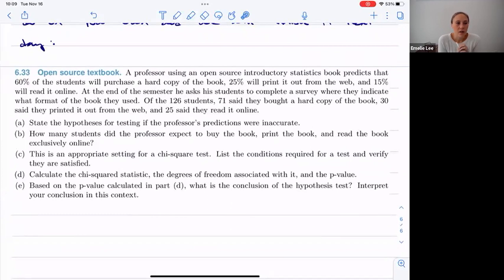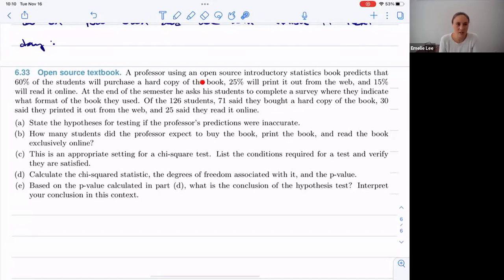So a professor using an open source introductory statistics book, that's us, right? You've got a free textbook. I hope you're using it. It's a really good textbook. They've put a lot of work into it and they explain things really clearly, I think. So I'm always impressed with how clearly they explain things. Like, wow, nice. The older editions were not as clear. And so this one, I'm really enjoying this version of the textbook.